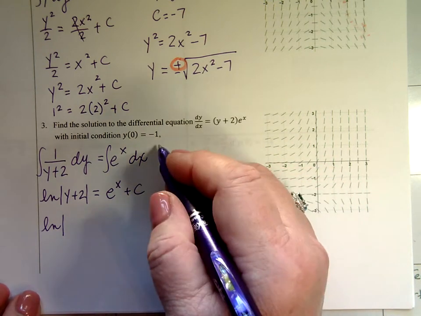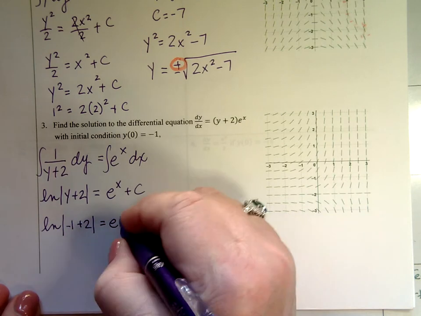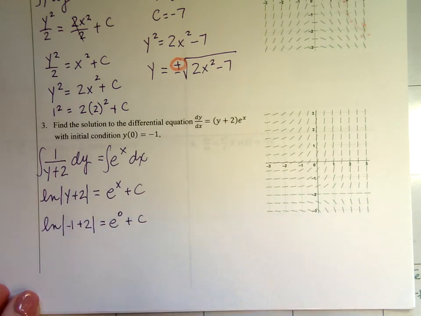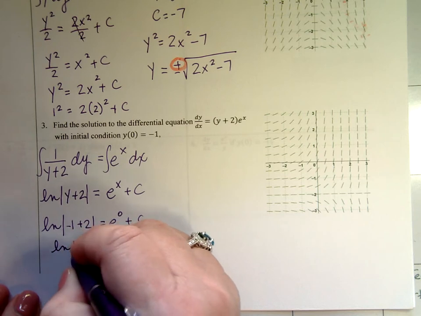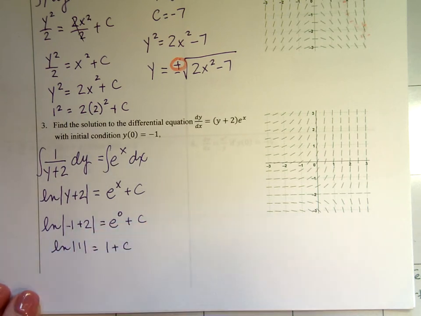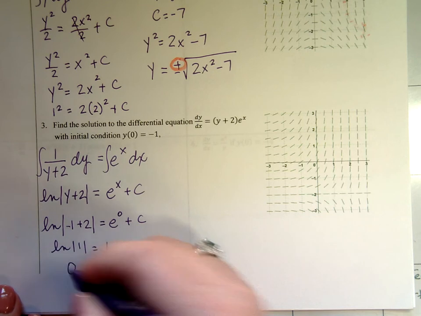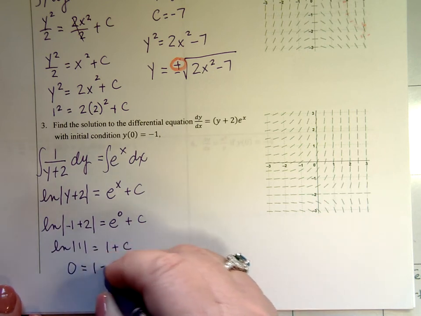ln, I have my x, my x value is 0, and my y value is -1. So here I go, ln of -1 plus 2. e to the x is e to the 0 plus c. So I have the ln of 1 equals 1 plus c. Do you remember what the ln of 1 is? If I raise something to the 0 power, I get 1 out. That means my c is -1.